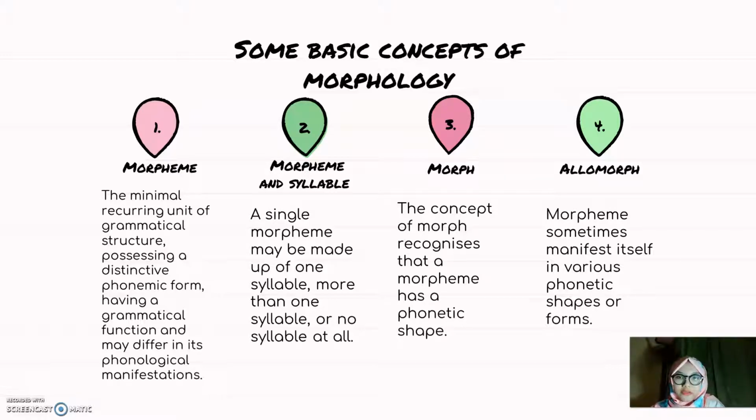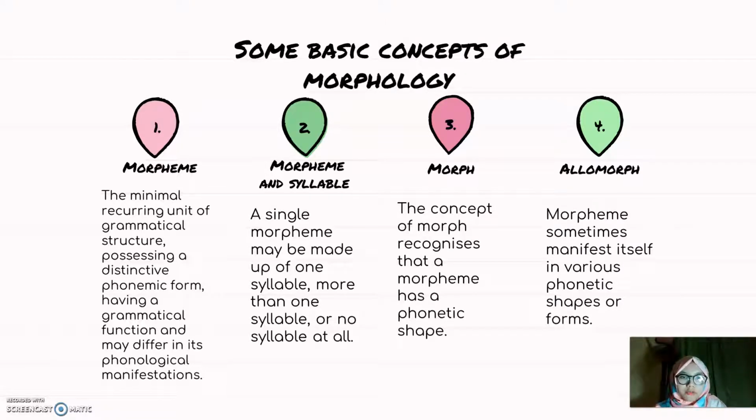Second is morpheme and syllable. A single morpheme may be made of one syllable, more than one syllable, or no syllable at all. There are morphemes such as the past tense morpheme that are examples of this type. Though they are not syllabic, they are morphemes.